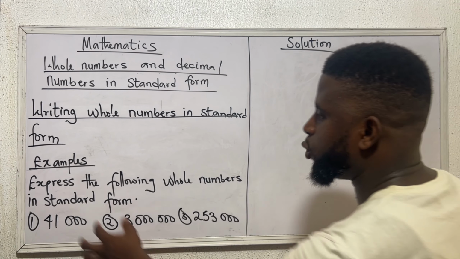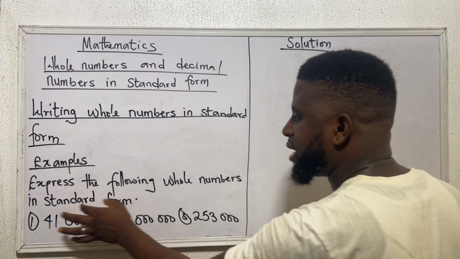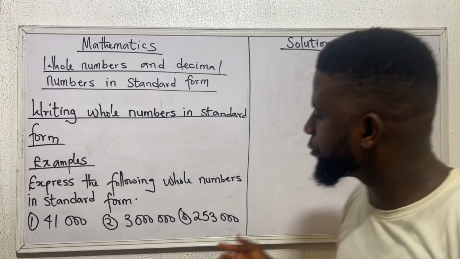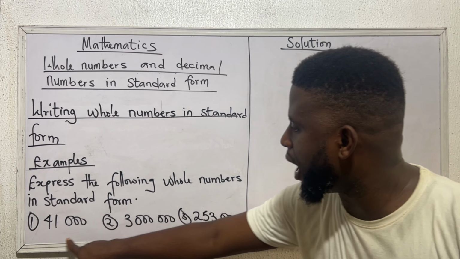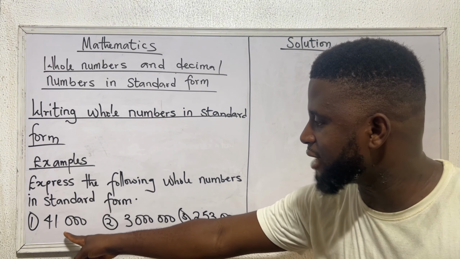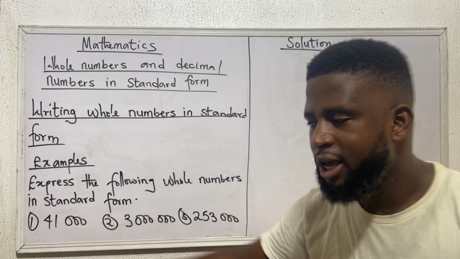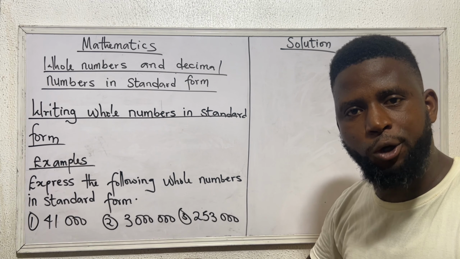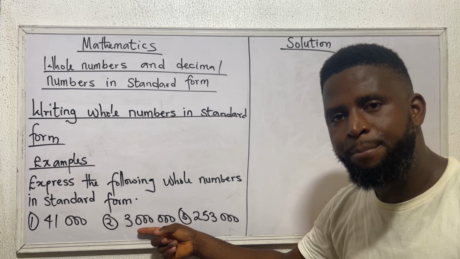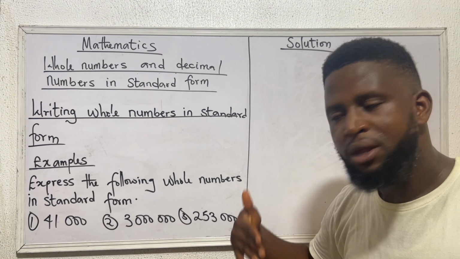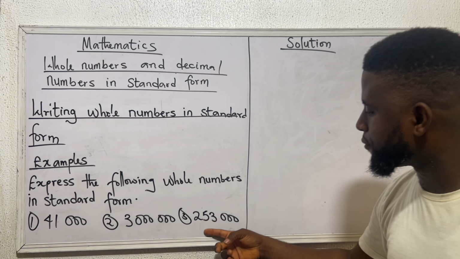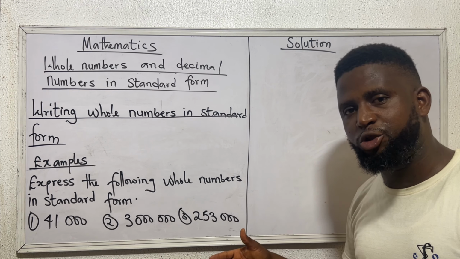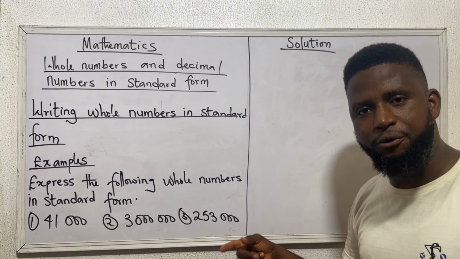Examples. We're asked to express the following whole numbers in standard form. Of course, you look at the 3 numbers, you will agree with me that they are all whole numbers. 41,000 is a whole number. It has no decimal number attached to it. It is also not expressed in form of ratio. 3 million is also a whole number, and 253,000 is also a whole number, with no decimal number attached and not expressed in form of ratio.